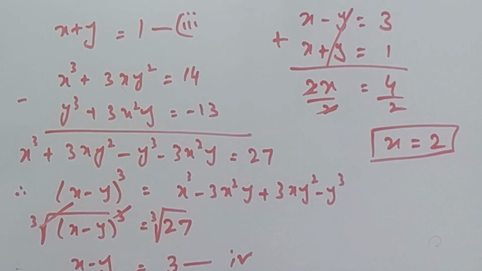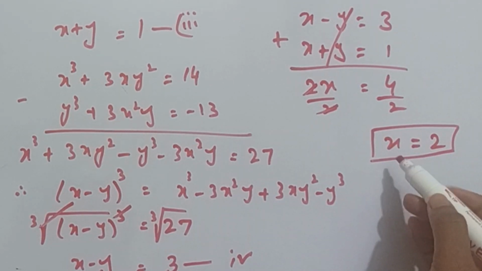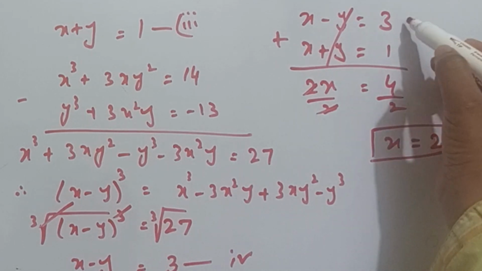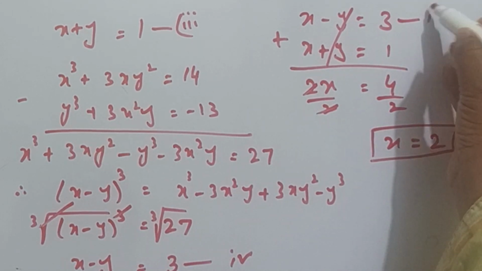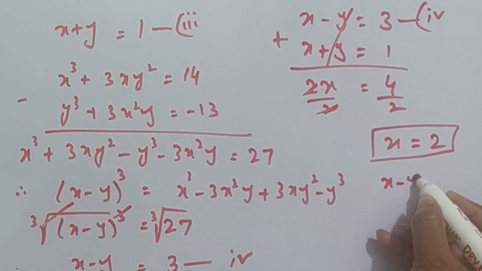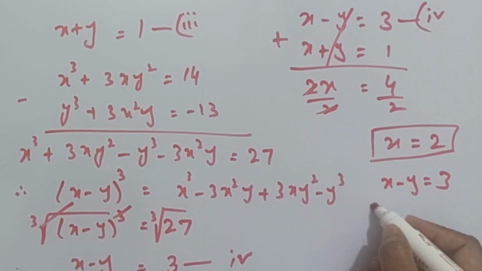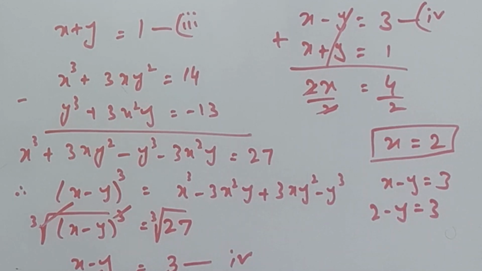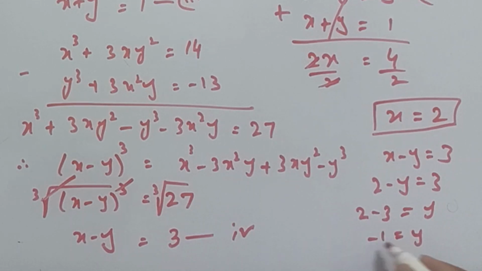Now we find the value of y. For this, we put the value of x in this equation. This is our equation 4. x minus y is equal to 3 and x is 2. So we write 2 minus y is equal to 3. We shift this 3 to the left hand side, then it is negative 3, and we shift this y to the right hand side, then it is positive y. Now 2 minus 3 is negative 1. This is equal to y, and this is the answer of y in our question.